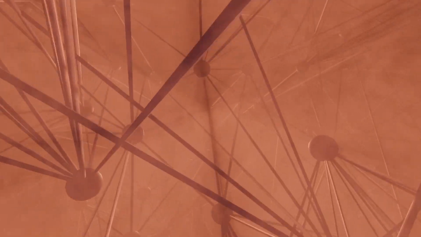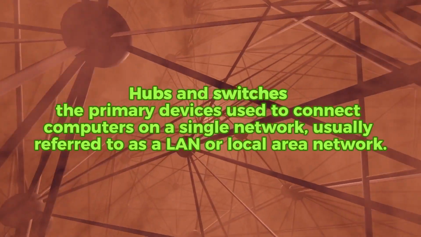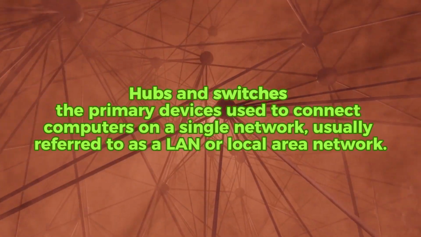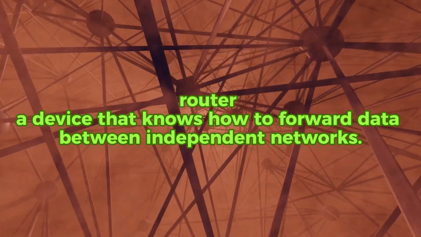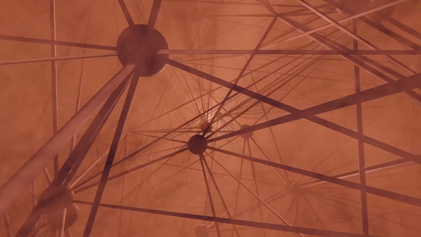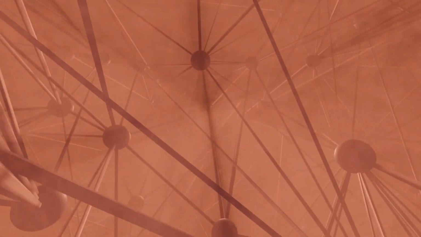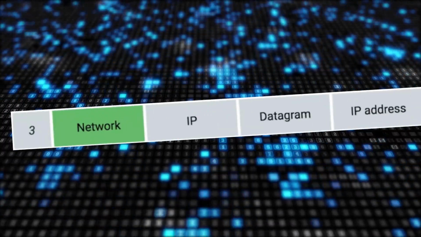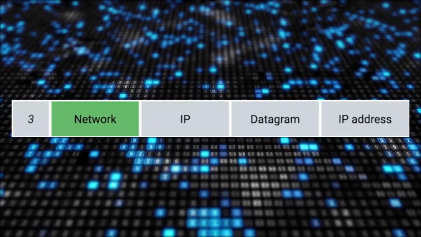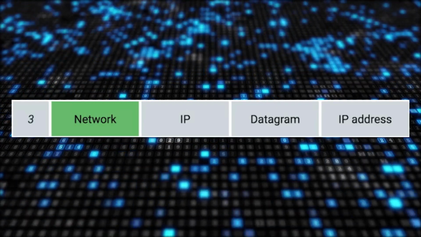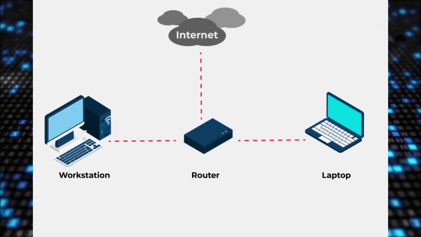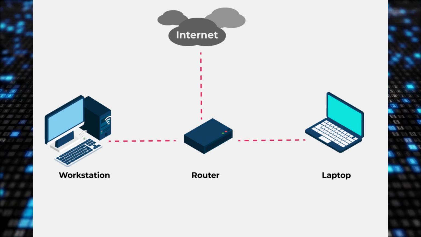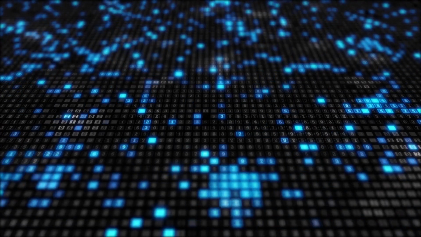Hubs and switches are the primary devices used to connect computers on a single network, usually referred to as a LAN or local area network. But we often want to send or receive data to computers on other networks. This is where routers come into play. A router is a device that knows how to forward data between independent networks. While a hub is a layer 1 device and a switch is a layer 2 device, a router operates at layer 3, a network layer. Just like a switch can inspect Ethernet data to determine where to send things, a router can inspect IP data to determine where to send things. Routers store internal tables containing information about how to route traffic between lots of different networks all over the world.